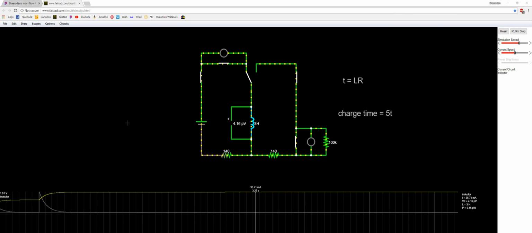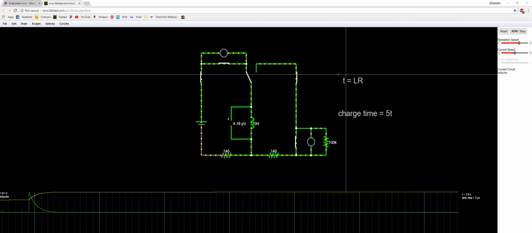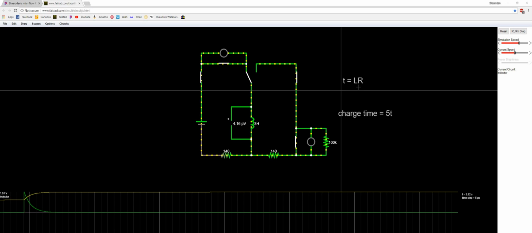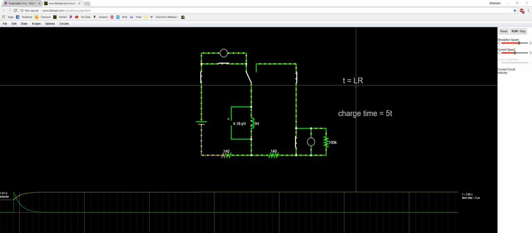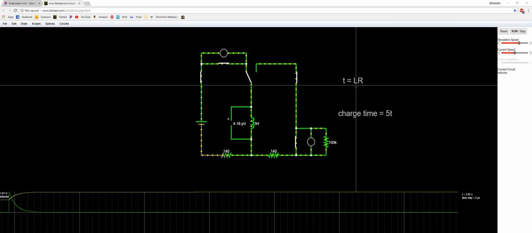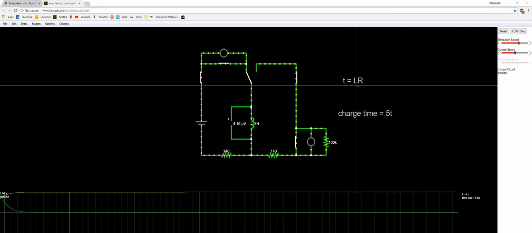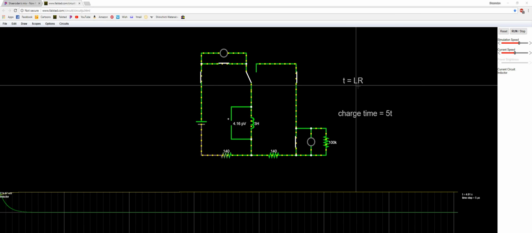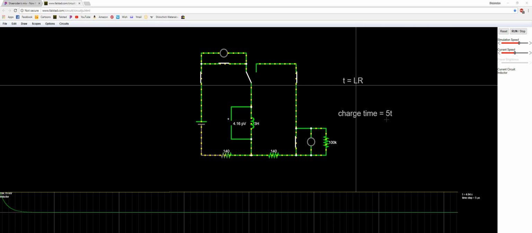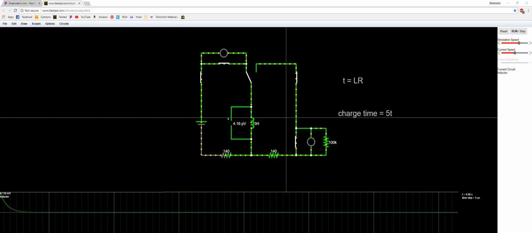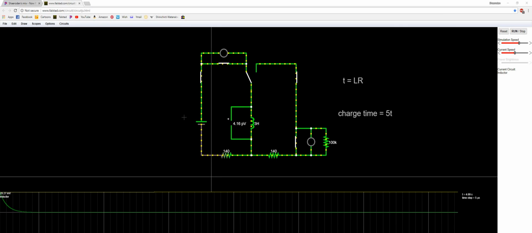So let me demonstrate what inductors do. Math for inductors is the same as our capacitors. It's measured in henries and symbolized with an L in our formulas. Your time constant is your resistor times your inductor, and it takes 5 time constants to fully charge and fully discharge. Same as a capacitor.